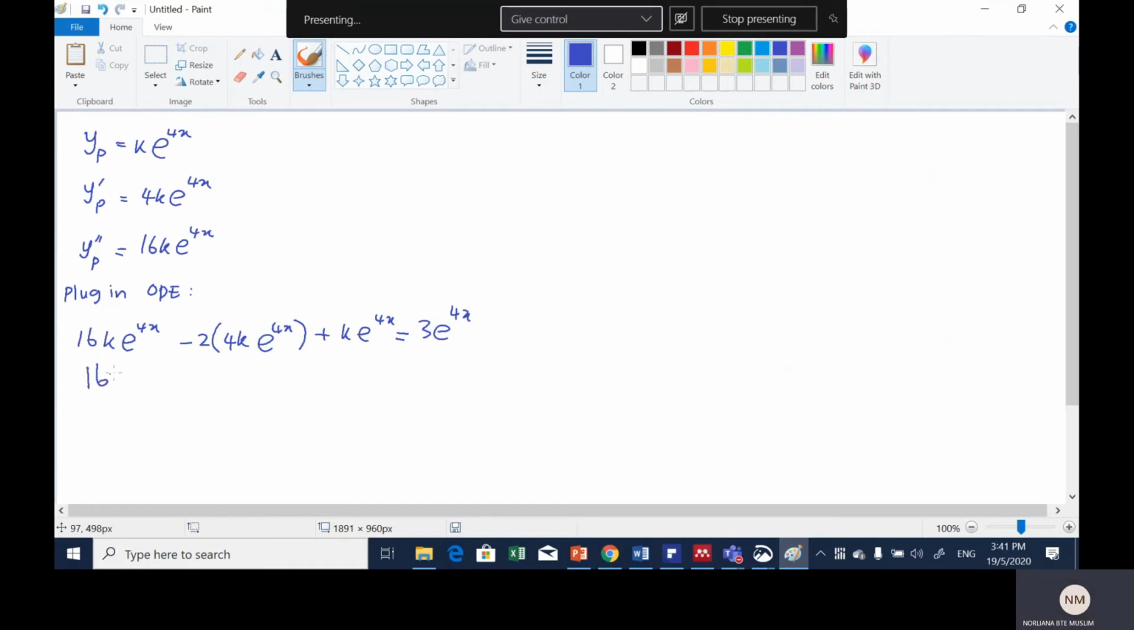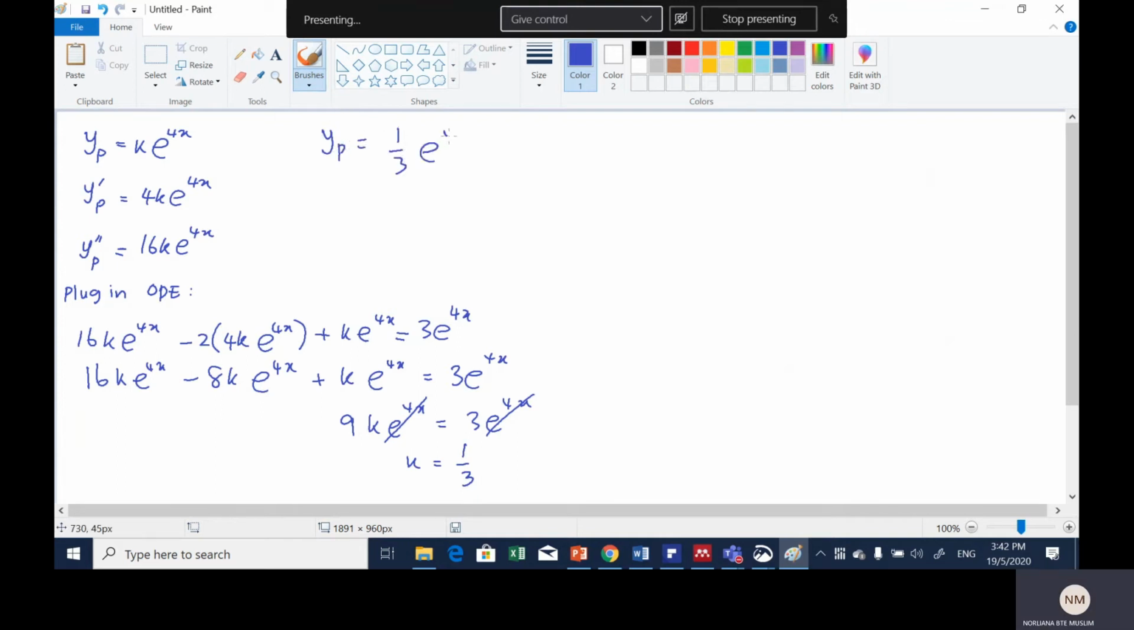Okay, so this time we have 16K, open the bracket. Then simplify: 16K minus 8K, then we have 8K plus 1K, so then we have 9K. Okay, so this part they are equal, so we have K equal to 1 over 3. So our YP is 1 over 3 E4X.